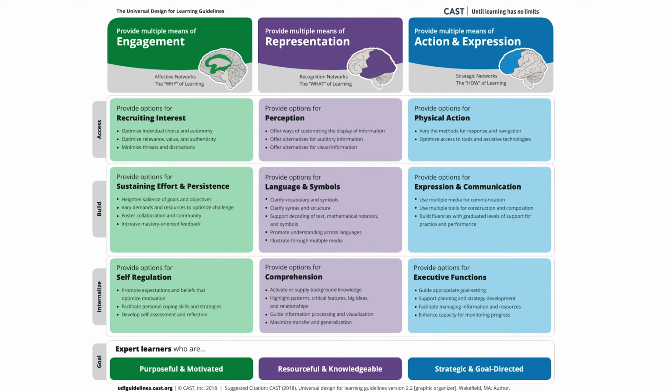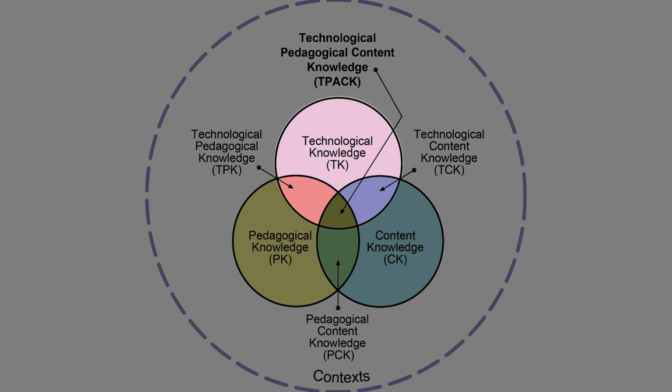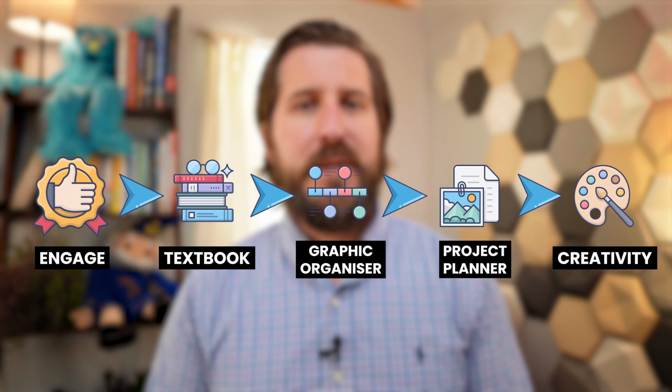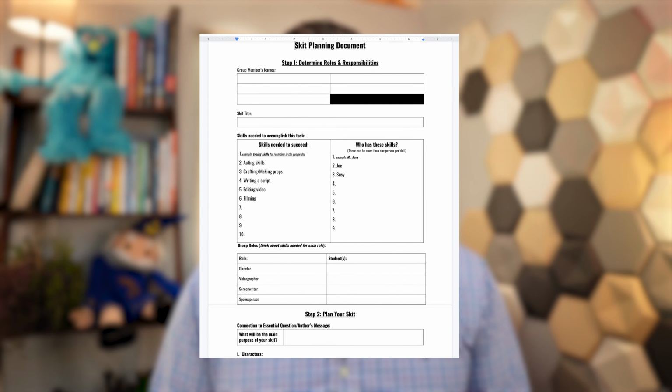At this point, the only students in my class who had access to the entry point of optimizing access to tools and assistive technologies were students who had personal computers as an accommodation through their individual education plan. So I drew upon the technological knowledge that I had at the time, which was pretty much limited to Google Docs, and turned the paper-based planner into a Google Doc planner. And now every student could use this digital project planner if they wanted, which helped them with collaboration and also pretty much did away with the issue of students losing papers.